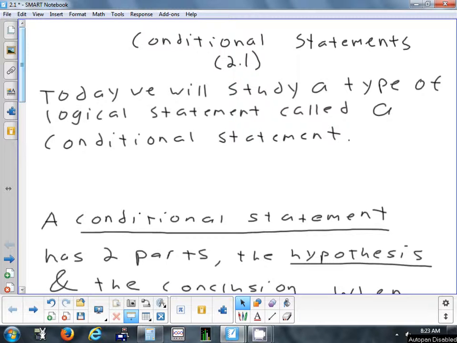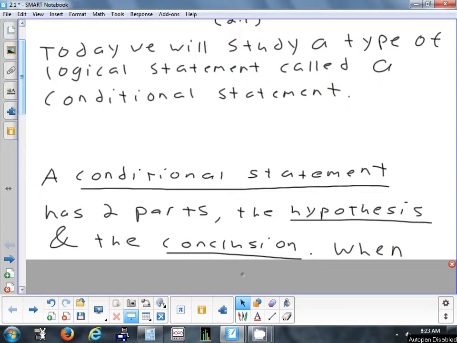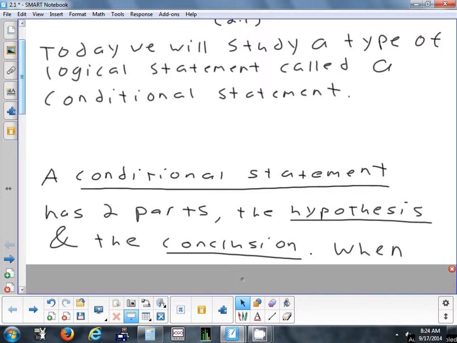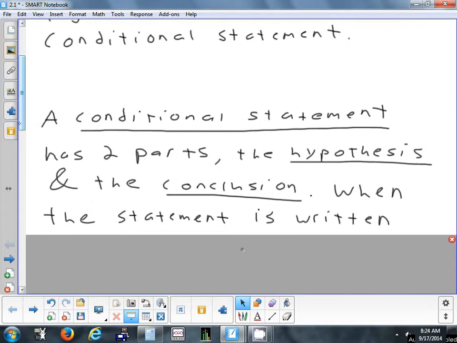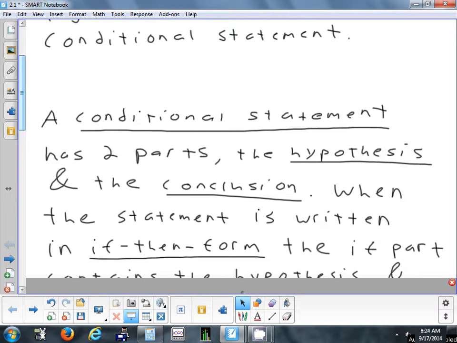Okay, and a conditional statement has two parts to it. The first part of a conditional statement is called the hypothesis. And the second part of the statement is called the conclusion. A lot of times what we'll do is we'll write a conditional statement in what's called if-then form. If we write it in if-then form, it makes the hypothesis very easy to find in the sentence and the conclusion pretty easy to find.